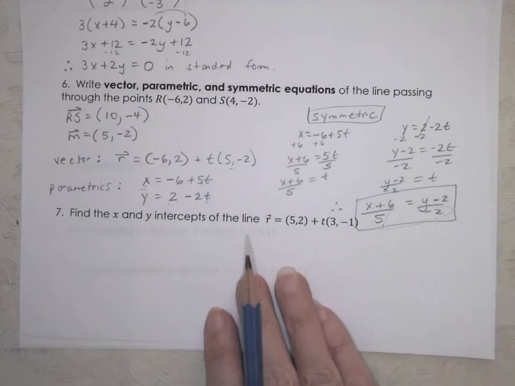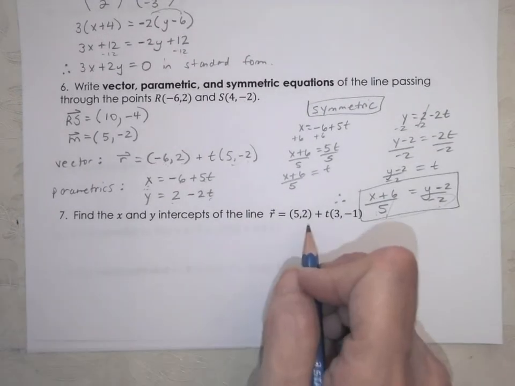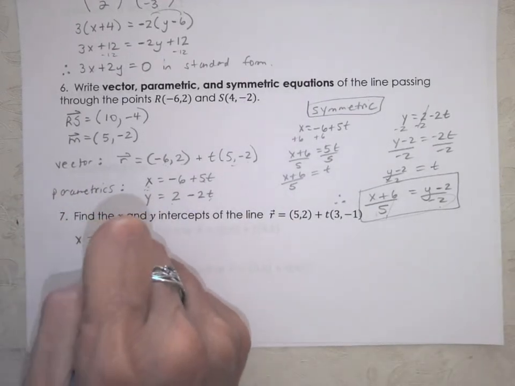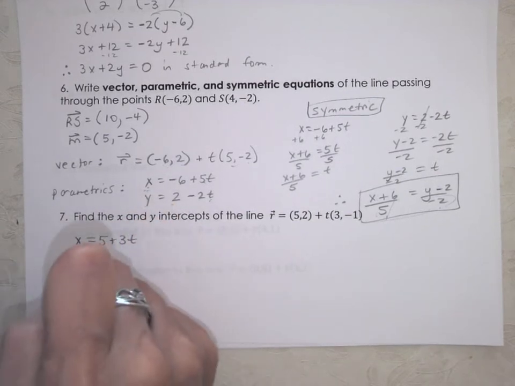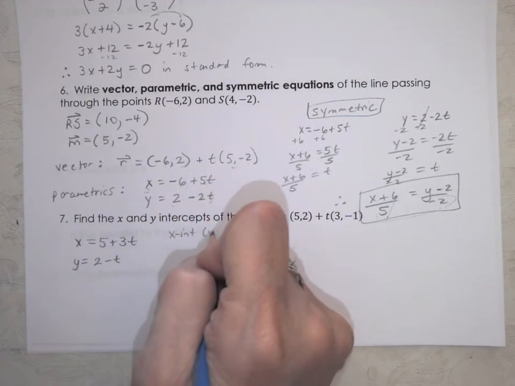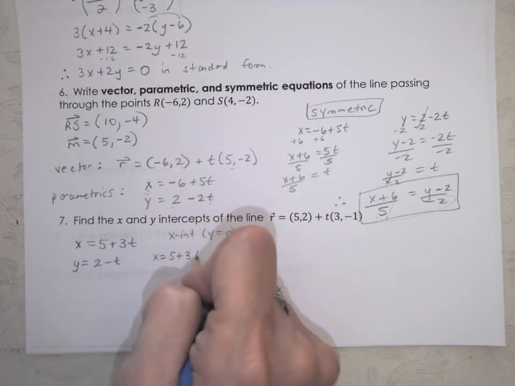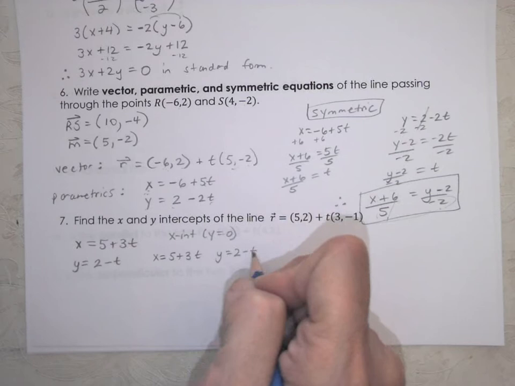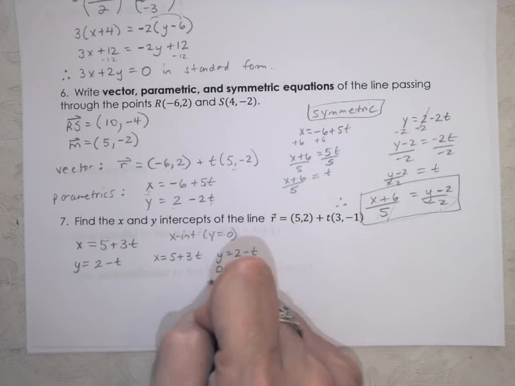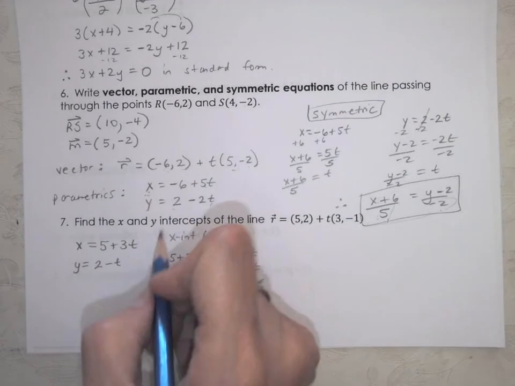Number 7, find the x and y intercepts of this line. For x and y intercepts, we use parametric form. So I'm going to write out the parametric equations. We know x equals 5 plus 3t, and y equals 2 minus t. For the x-intercept, we know that y equals 0. So I'm going to let y equal 0 and solve for t. I add t to both sides and I get t equals 2. And then I'm going to use t is 2 to see what my x value is.